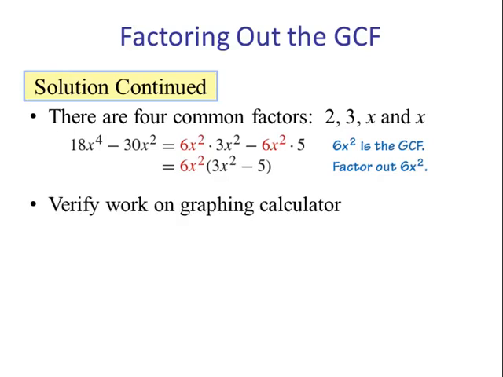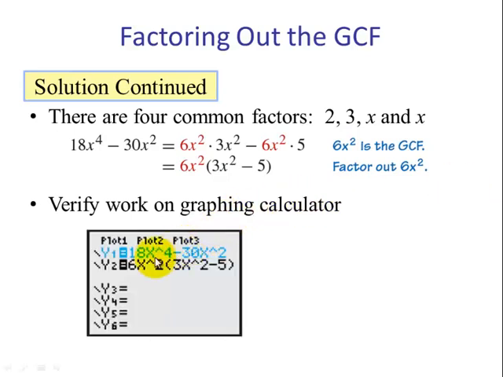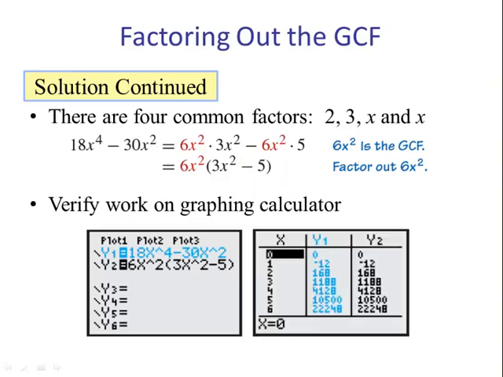We can verify this work on a graphing calculator. In y1 we put the original binomial, and in y2 we put the expression 6x squared times the quantity 3x squared minus 5. Next we hit second and graph, which is table, and we see y1 is equivalent to y2. The answer has been verified.